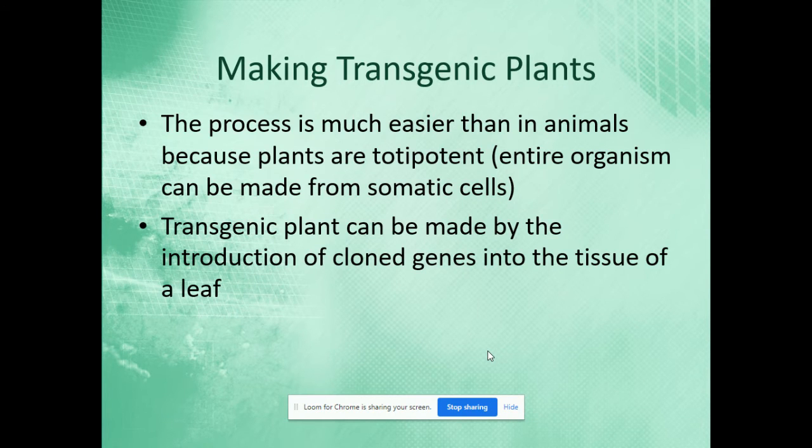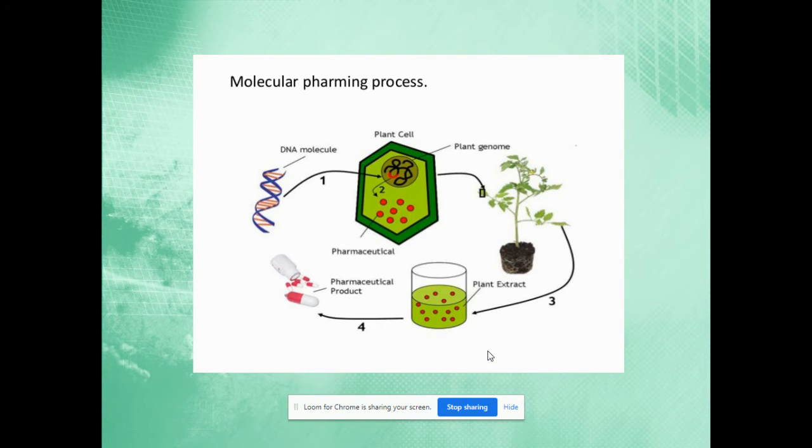We can also make transgenic plants, and the process is much easier than in animals because plants are totipotent, meaning the entire organism can be made from somatic cells. We don't need sperm and egg cells. So a transgenic plant can be made by the introduction of cloned genes into the tissue of a leaf. Much simpler. You take the DNA, you put it into the plant cell. The plant is then going to grow and it'll produce babies, and then you get whatever you were trying to produce.